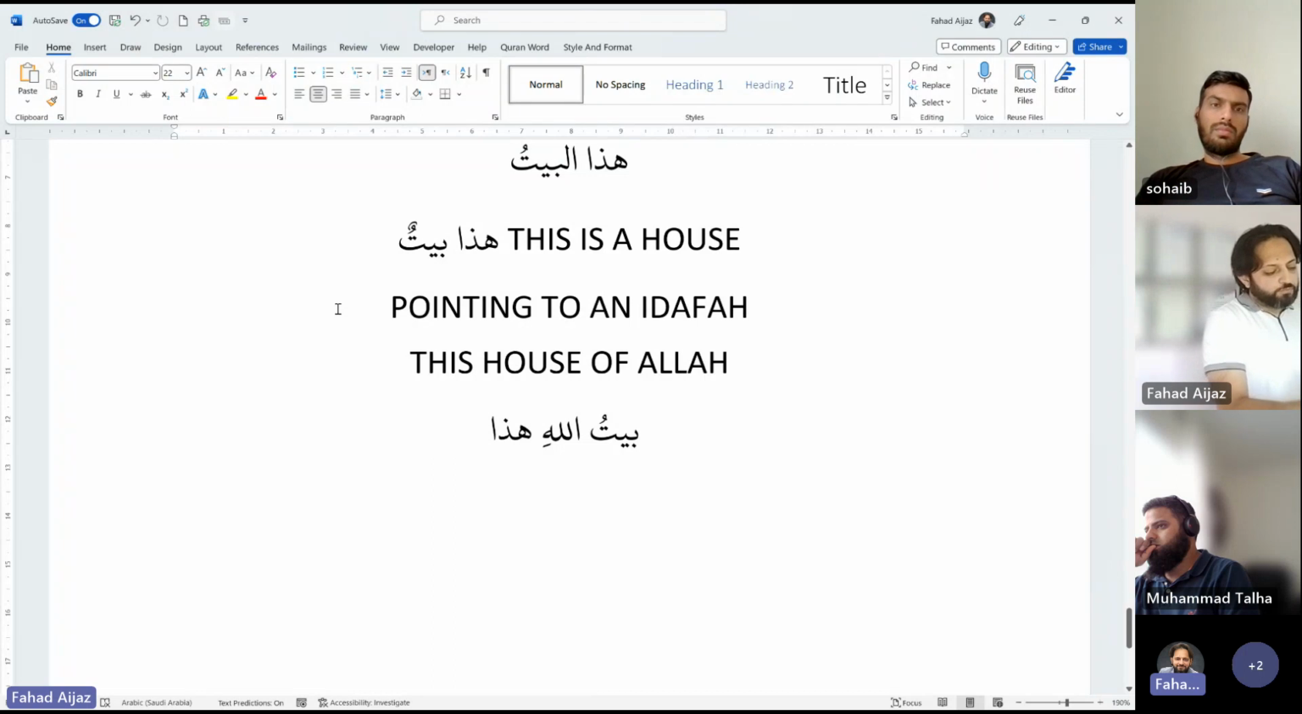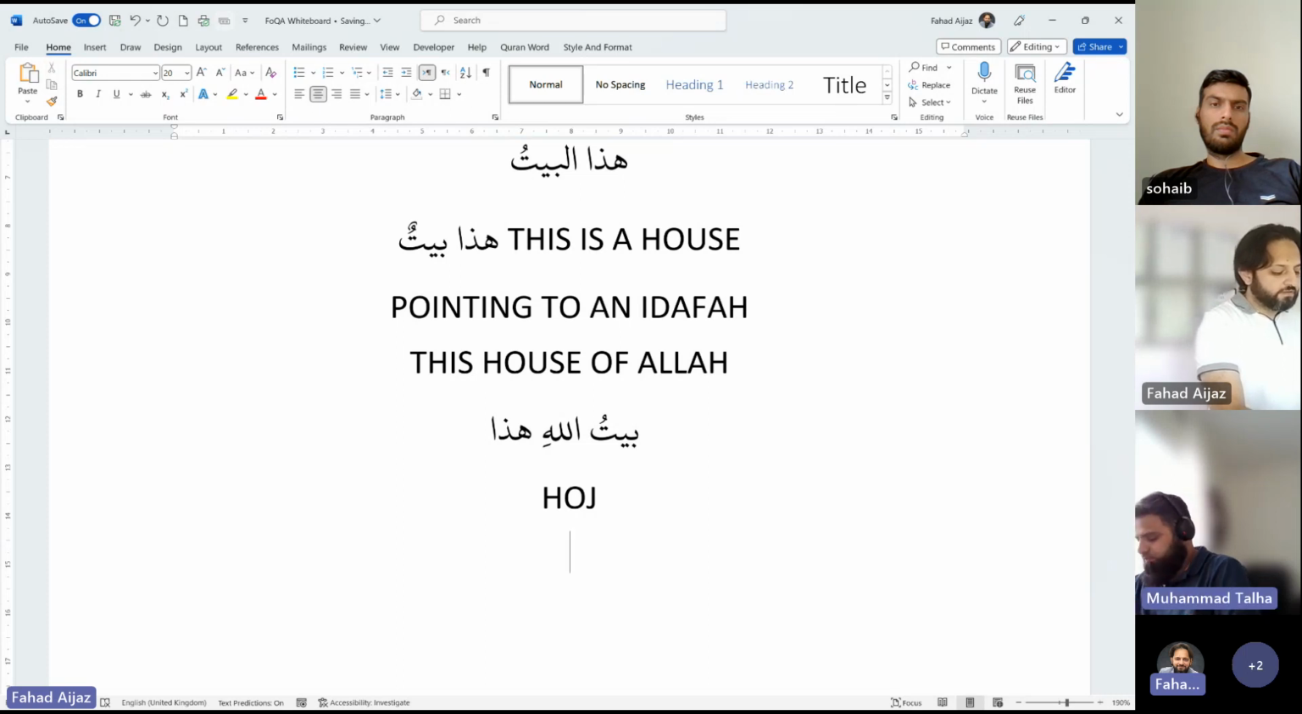Now, it gives us a good segue to a different fragment. This was pointing to idafa. Now, pointer fragments when used with harf of jar. For example, you have fi haza, fi hazal bayt. What should be the status of bayt?